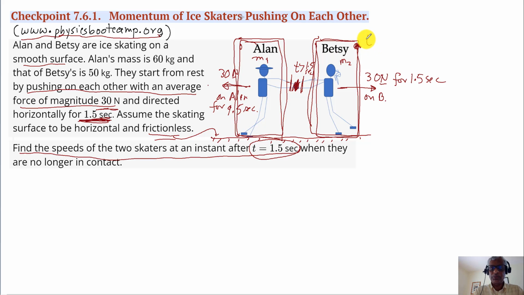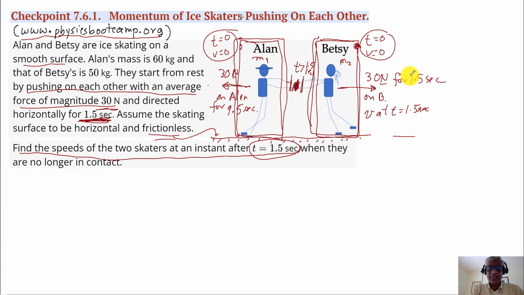So initially at t equal to 0, v is 0. For this person and this person also, t equal to 0, v equal to 0. So that's the situation. And we need to find v at t equals 1.5 seconds. And actually anything after that is the same because there's no more horizontal force to affect horizontal motion.